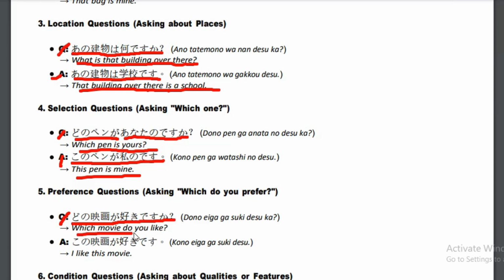So the next question is Dono eiga ga suki desu ka? Means which movie do you like? So the answer would be Kono eiga ga suki desu. Means I like this movie.